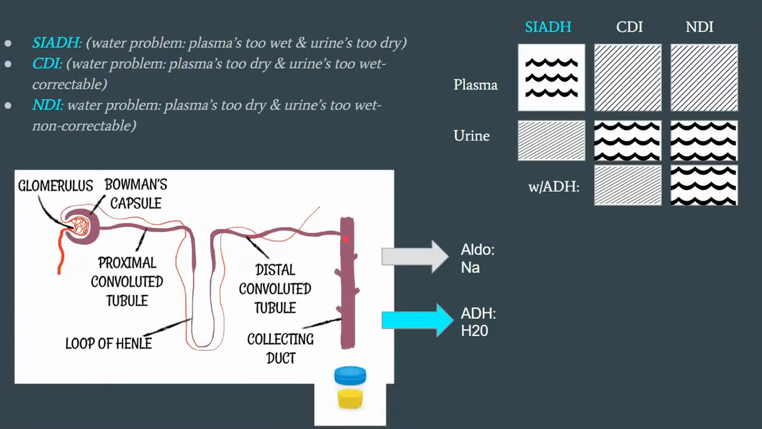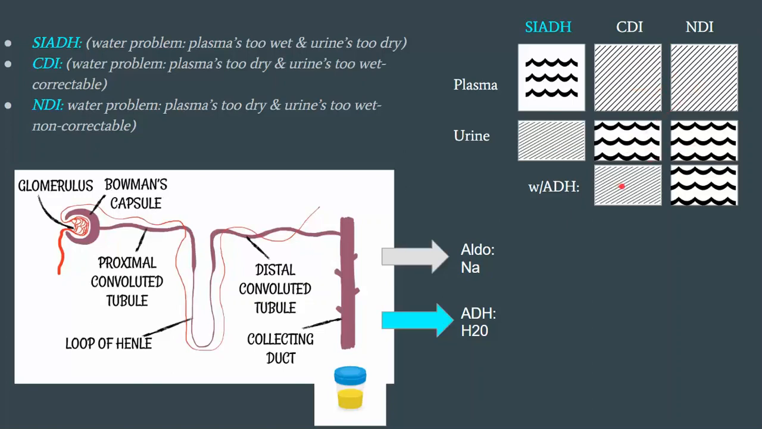And we've got two big deals going on here. This is to illustrate aldosteronism. Remember, aldosterone is made in the adrenal cortex under the stimulation of angiotensin II, like we just said. And we've got ADH, antidiuretic hormone. ADH is a water hormone, and it brings in free water. And with these two problems that we just talked about, SIADH, the plasma is too wet and the urine is too dry. And we can think of the diabetes insipidus as sort of the flip. The plasma's too dry and the urine's too wet.